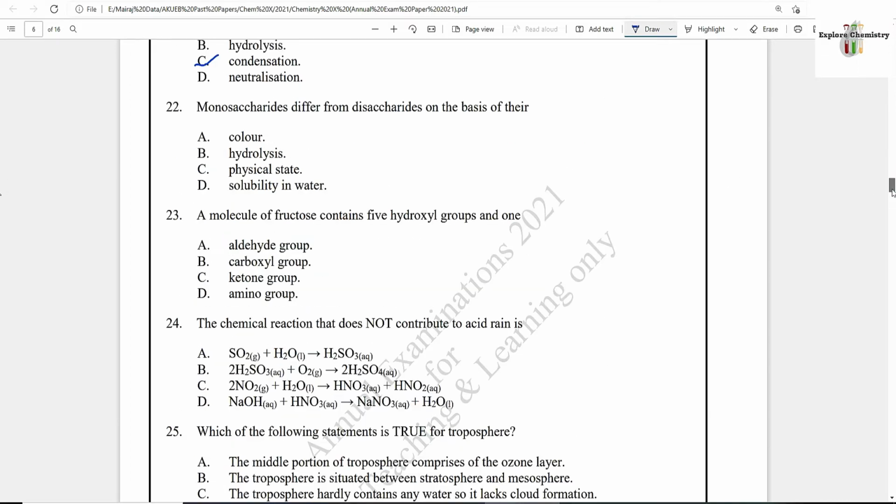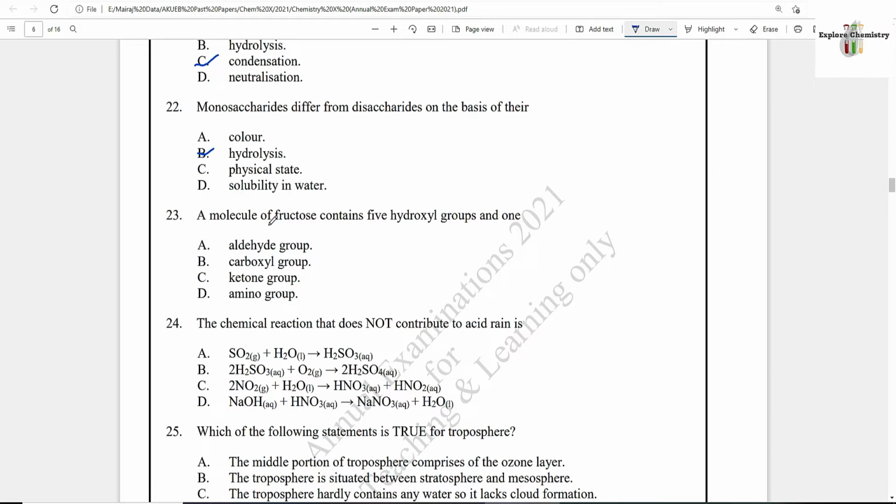Number 22. Monosaccharides differ from disaccharides on the basis of hydrolysis. Monosaccharides cannot be hydrolyzed, they are the simplest sugar. Disaccharides can be hydrolyzed. Color, they are colorless. Physical state, they have crystalline nature, and they both are soluble in water. So to differentiate monosaccharides and disaccharides, we need to check hydrolysis of both. Monosaccharides will not hydrolyze, disaccharides will hydrolyze into their corresponding monosaccharides.